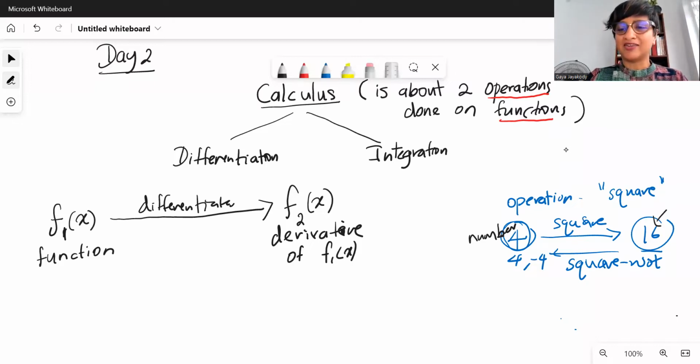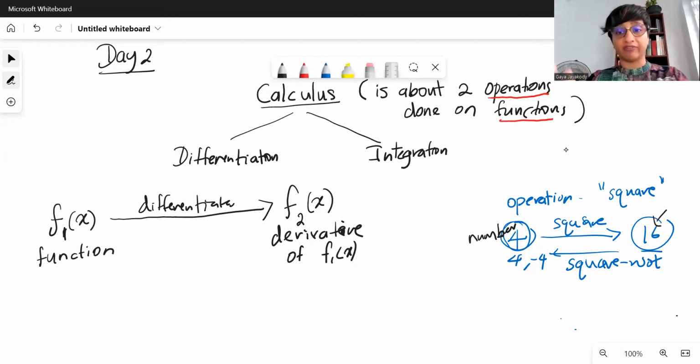And I will also complete this little story here. Then you can now imagine what integration is. Integration is how you can go back from f2 to f1. It's the inverse operation. Now, this is one way of thinking about it. Integration is the inverse operation to differentiation.